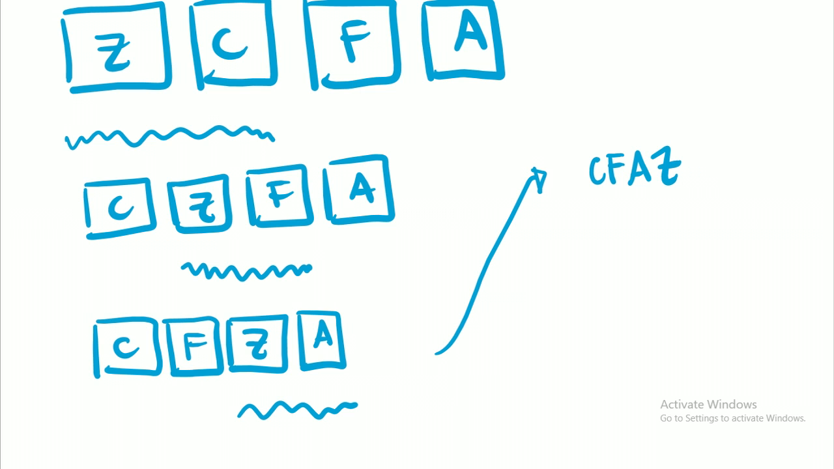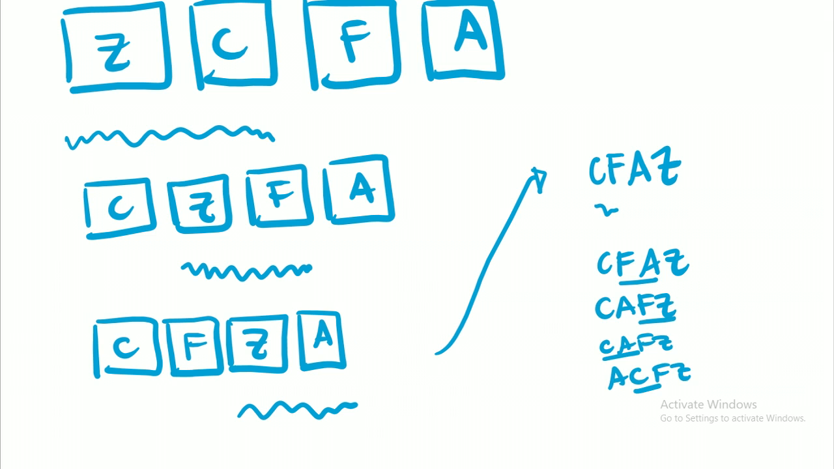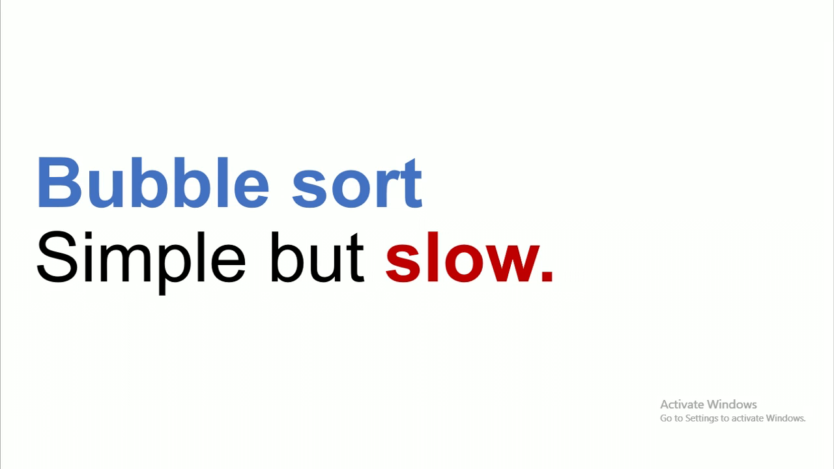So we do what we did earlier and go back to the start. Then we start again from the start, and we do this again and again until we get them in order. So what we did here is what we call a bubble sort. It's a sorting algorithm. It's simple but slow.